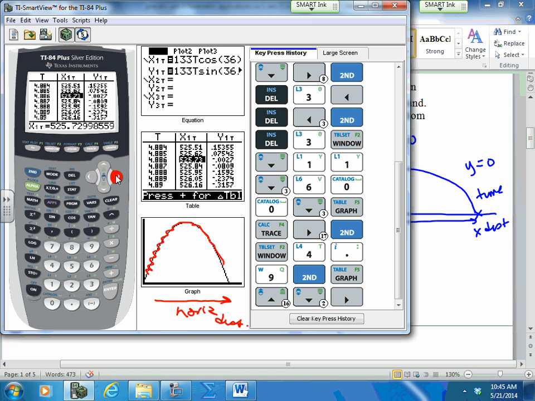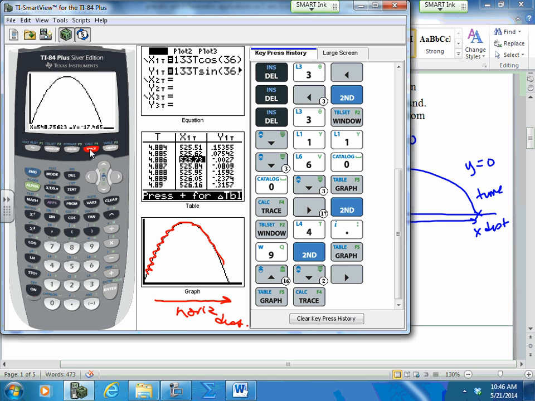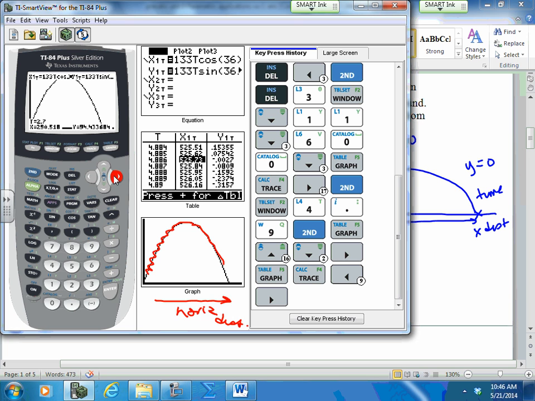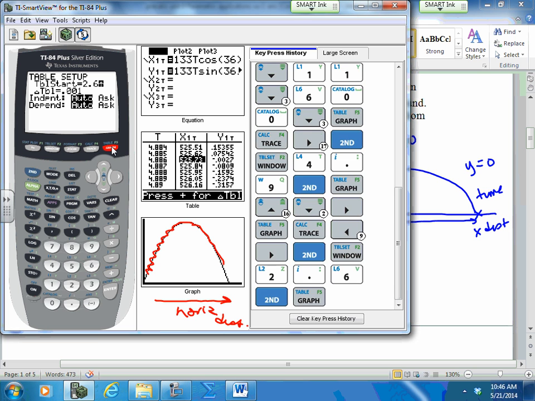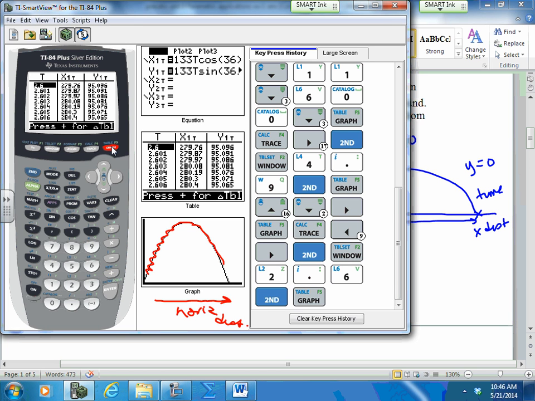Now, play with your table. You have 2 choices. You can start your trace and watch this X get close to 275. Look for this to be close to 275. There's 258. There's 290. So somewhere between 2.6 and 2.7. So start your table at 2.6. And now look at your table and find when this is the closest to 275.